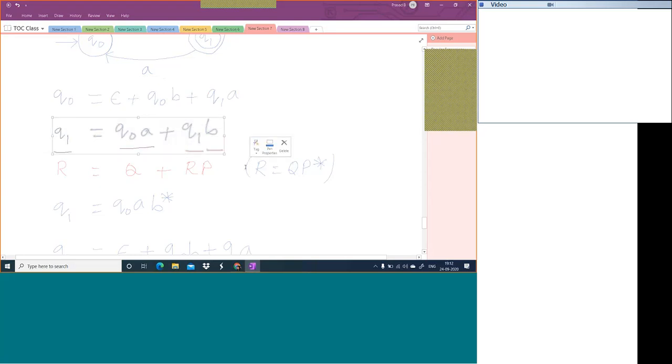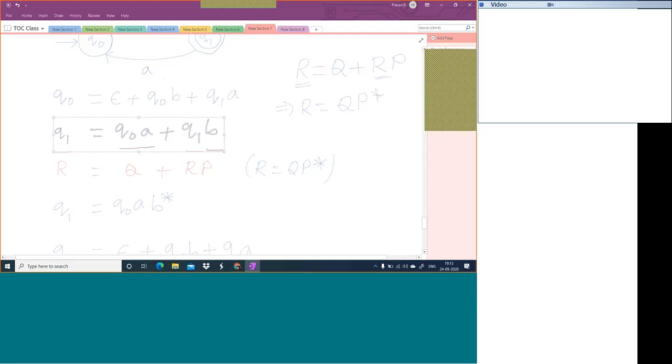I told you Arden's theorem: if an equation is like this, R equals Q plus RP, where the R on the left side and the R on the right side are the same, then the solution for R is Q followed by P star. Okay, now look at this equation.